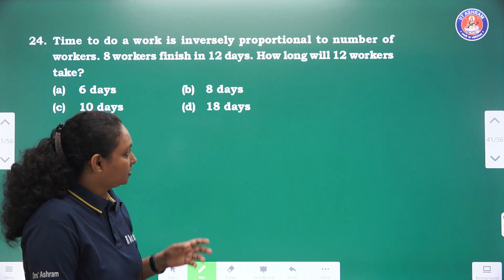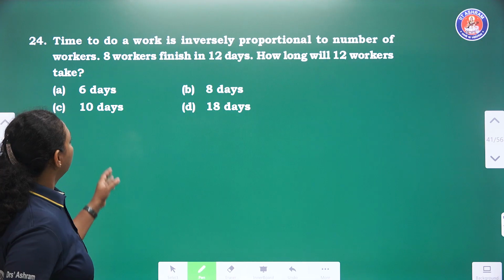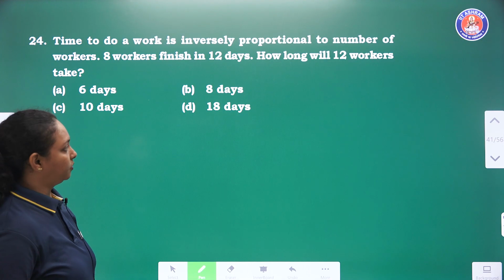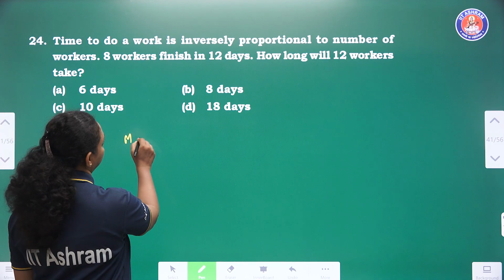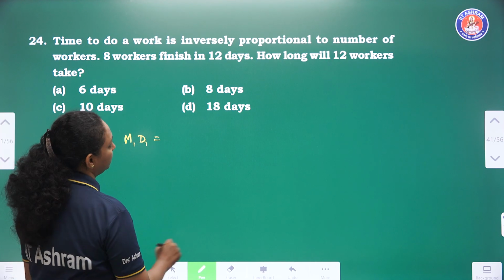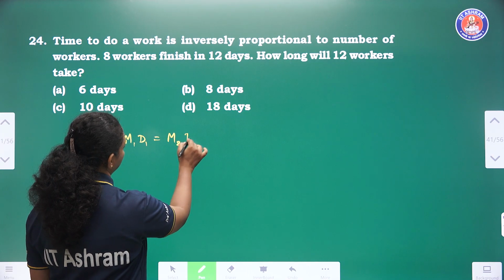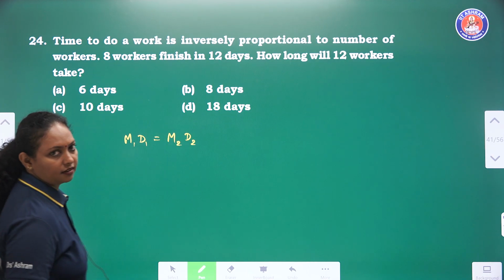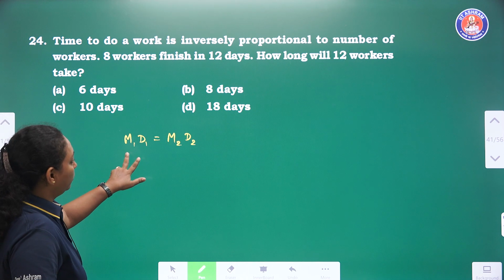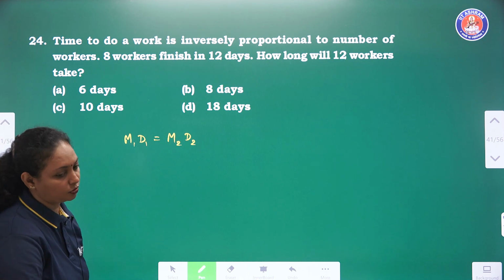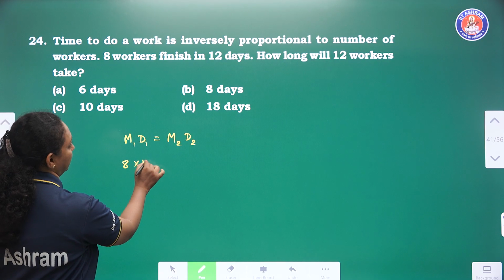Same way. So these are known as inverse proportion. 8 workers finish the work in 12 days. So we know that M1 D1 is equal to M2 D2, number of men times number of days. Whenever they are in inverse proportion, the product of both the quantities is equal to a constant. So when 8 workers are there, the number of days is 12.